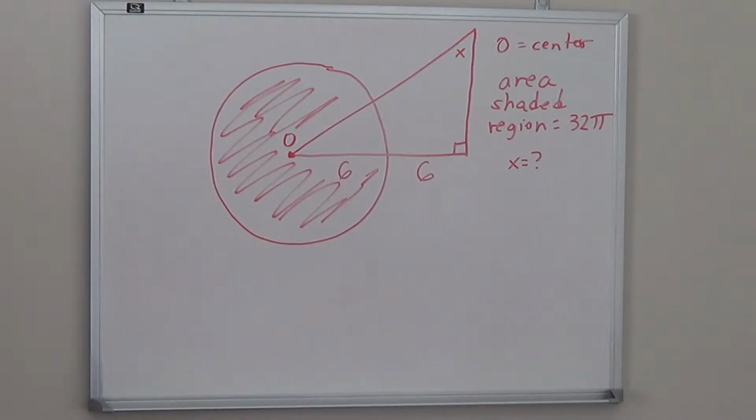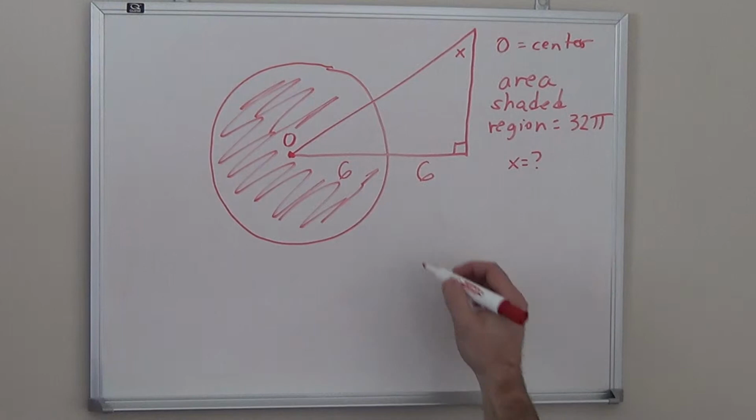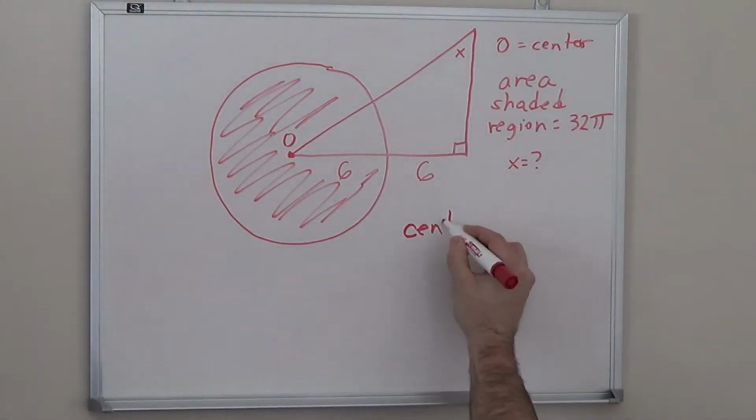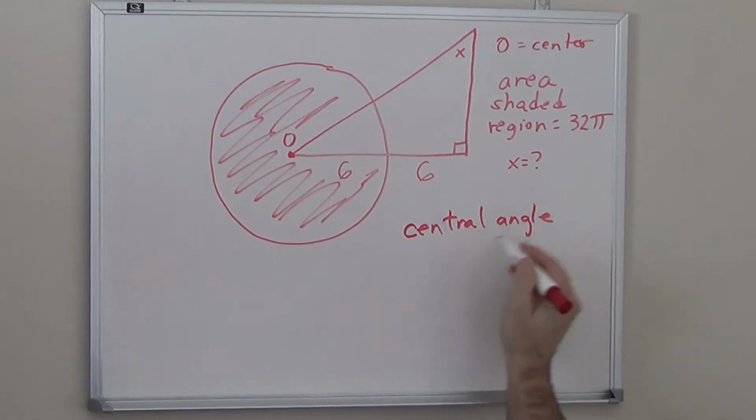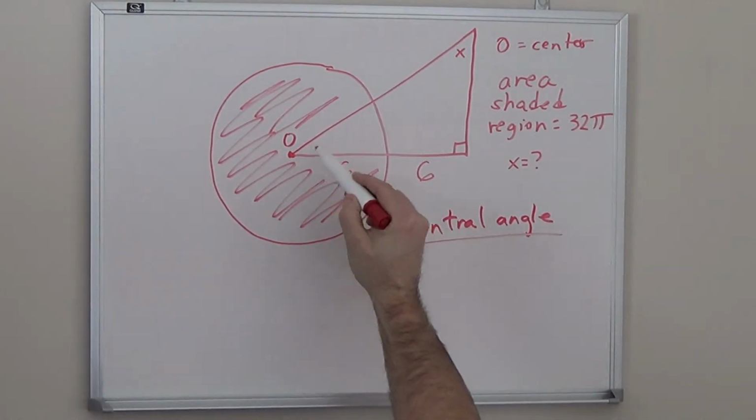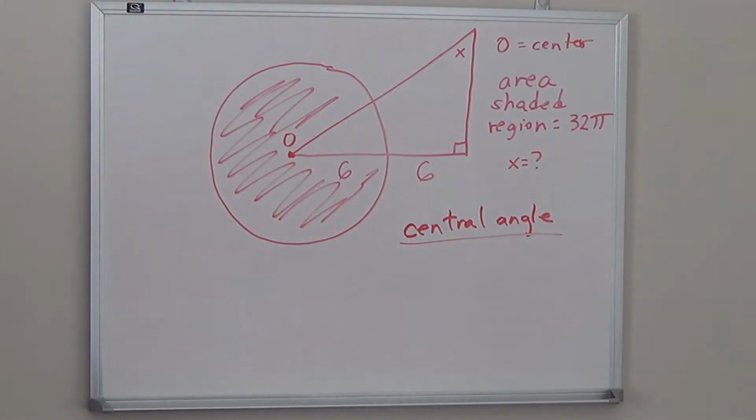Alright, we're back. So we have not much given here, except that we have a circle with a shaded region area of 32 pi. Now, as you guys know, the biggest thing when we deal with these circles is the central angle, right? And when I say central angle, I mean this angle, obviously from the center of the circle. And the reason we want that is because everything in the circle is proportional about that central angle, right?